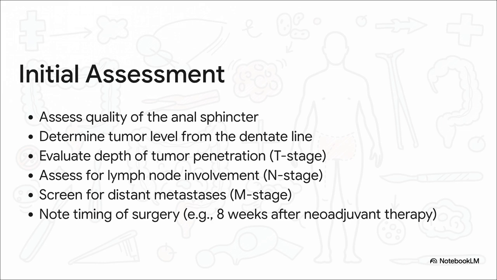My key investigations would be a pelvic MRI. That's going to give me a precise map of the local T and N stage and its relationship to the mesorectal fascia. And then a CT of the chest, abdomen, and pelvis for metastatic disease. One last critical point: if the patient has had neoadjuvant therapy, chemo or radiation before surgery, the timing is crucial. We typically wait about 8 weeks after treatment. This gives the tumor time to respond and lets the tissue inflammation settle down.